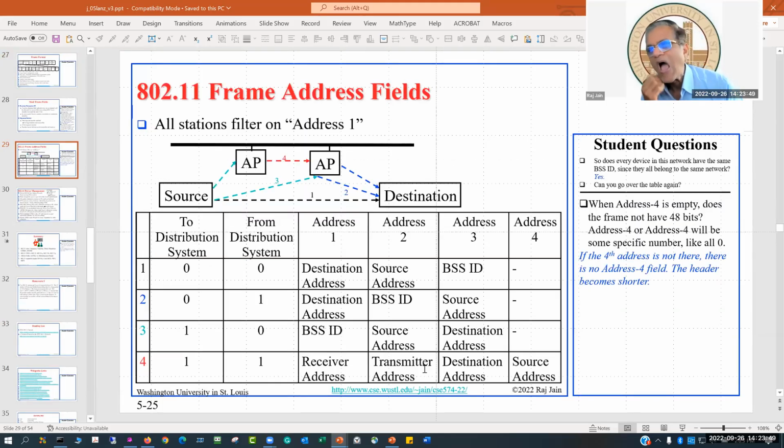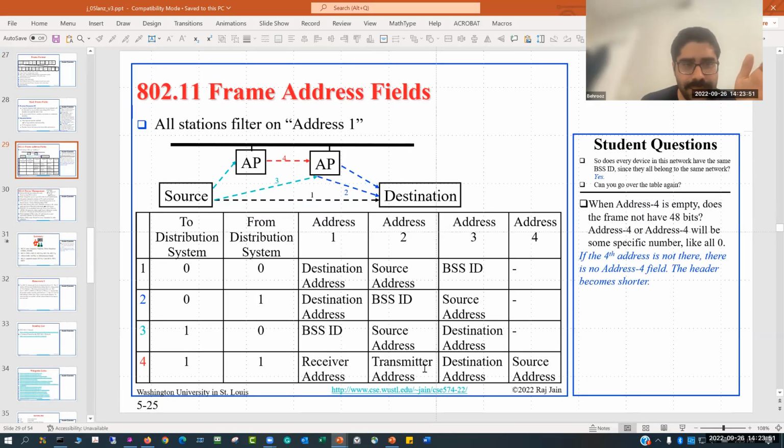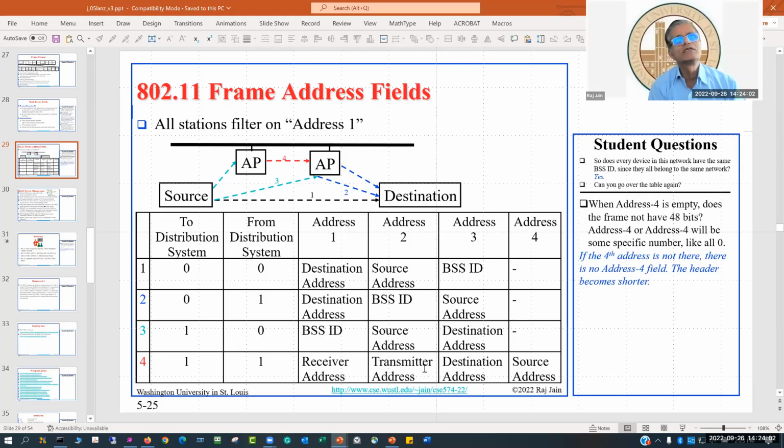So my question is that according to the definition of BSS, these two stations are in two different BSS. No, these two stations mean they are... Okay, let me just say one more thing. They are not in two different SSIDs. They are the same SSID.